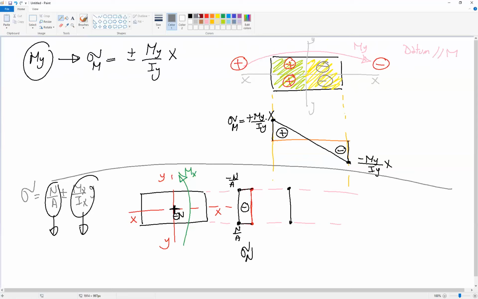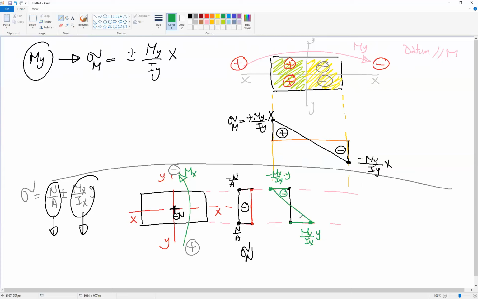This moment is causing tension in this side and compression in the other side. And the value is Mx/Ix multiplied by y. So we will put this here, negative Mx/Ix multiplied by y, and on the other side the same value but in the reverse direction, or positive Mx/Ix multiplied by y, and we connect them together with a straight line.